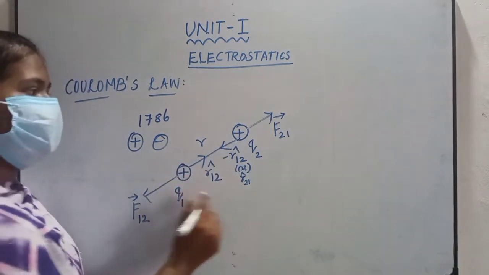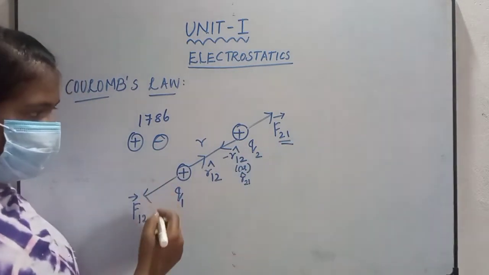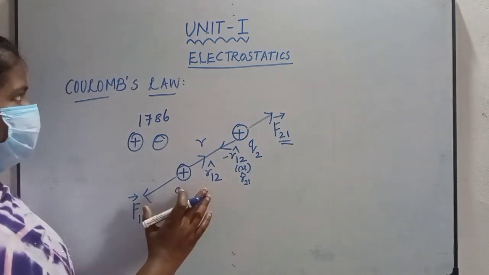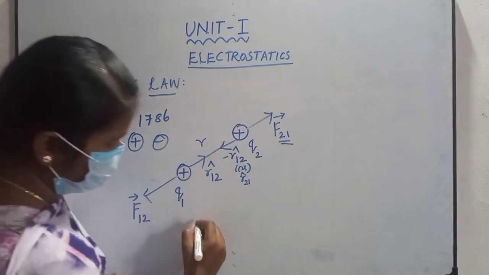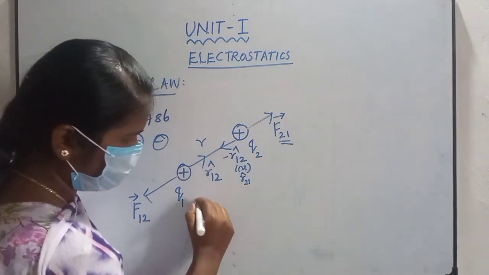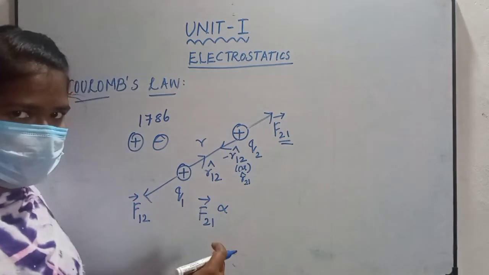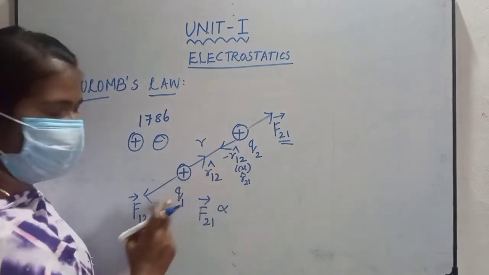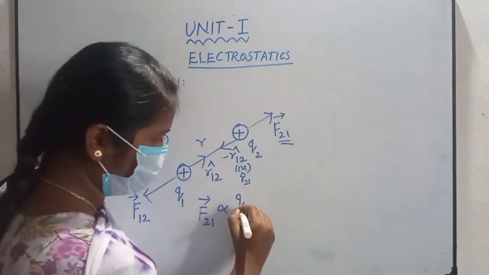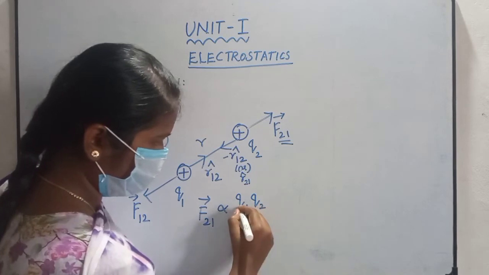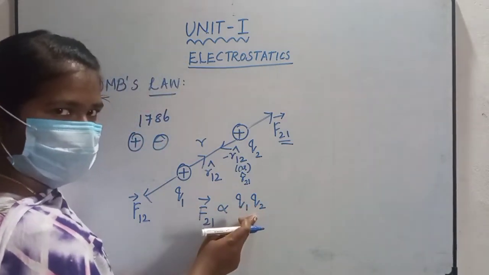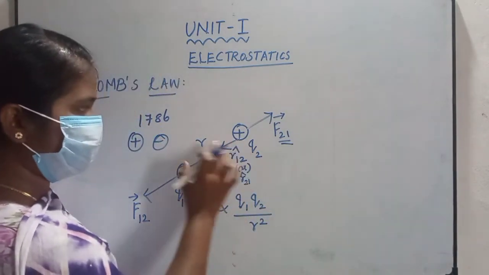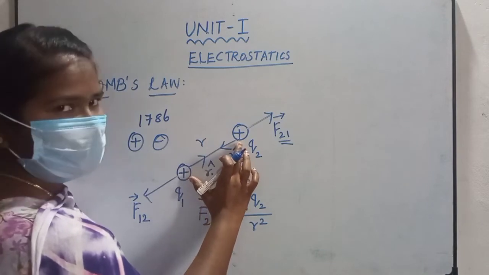Now he gives the value of the force in this experiment, Coulomb's experiment. F21 vector is directly proportional to the product of the two charges, Q1 Q2, and is inversely proportional to the square of the distance between these two charges.